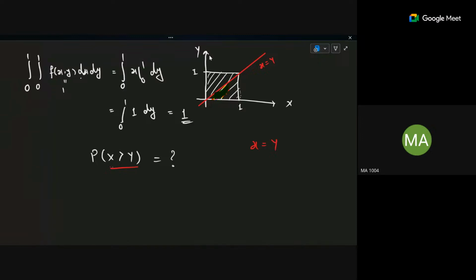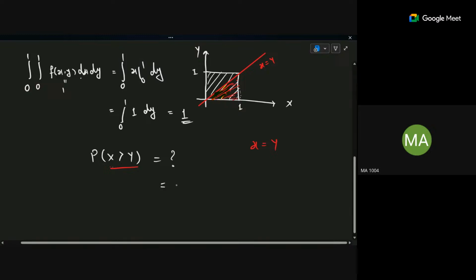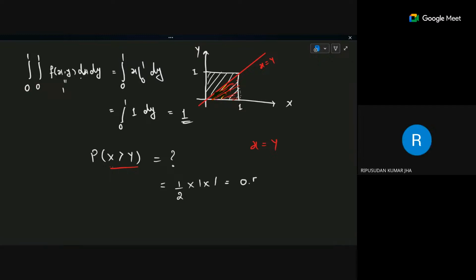If this is a triangle, then what will we do? Since it is a triangle, half into base into height, right? Yes, ma'am. We can directly use the formula for the triangle, half into 1 into 1. So that is half of 1 into 1, that is 0.5.